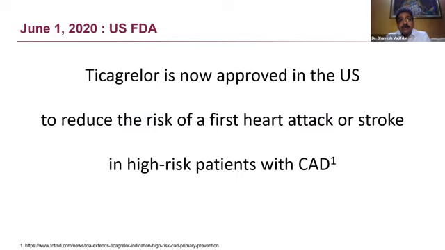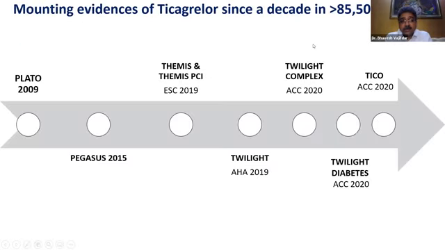Okay, so based on this very robust trial, ticagrelor was recently approved in June 2020. It was approved in the US by the FDA to reduce the risk of first heart attack or stroke. That means for primary prevention. So ticagrelor now can be used as a primary prevention in patients who are at high risk, not for everybody. So it's not for all patients for primary prevention, only patients who are at high risk. So maybe diabetic people, elderly people, and so on and so forth. So this is an approval which ticagrelor has recently got.